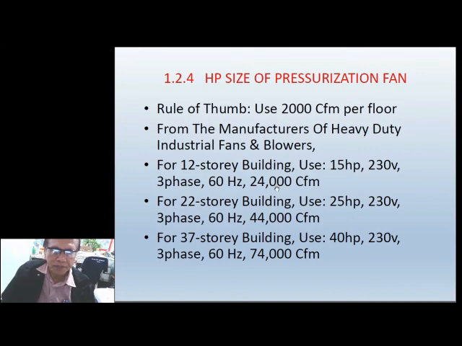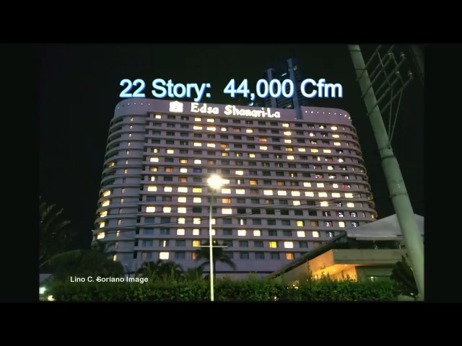Okay, so yan. So ngayon, bigyan ko kayo ng parang rule of thumb, ano? Okay, so rule of thumb, use 200 cubic feet per minute per floor. So habang mas mataas yung gusali mo, say ito, sample, 12-story building. So 12-story, ang specify mong motor or fan, yung CFM capacity, cubic feet per minute, will be 200 times 12 or 2,400 CFM. Kung mas mataas, ito naman, no, 22-story, 4,400 CFM.